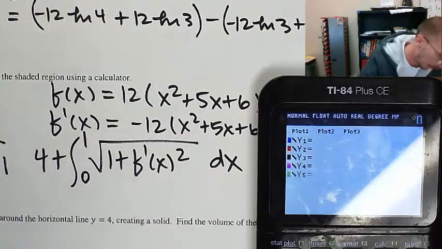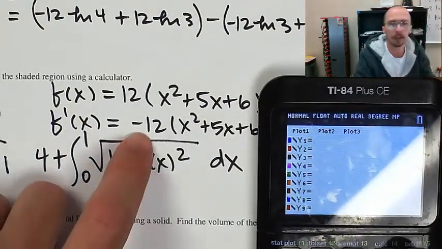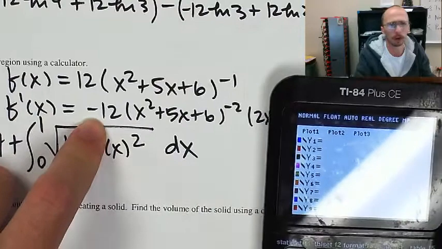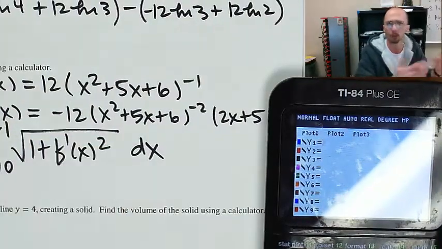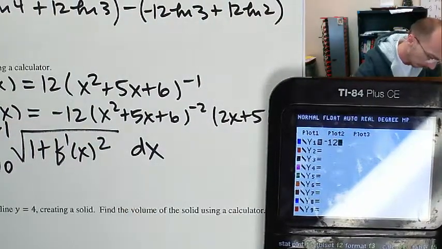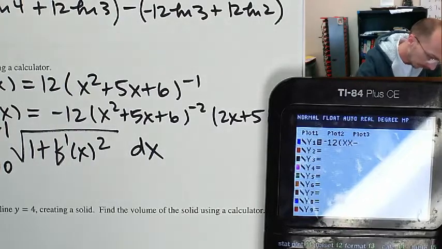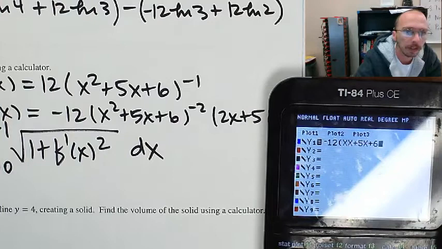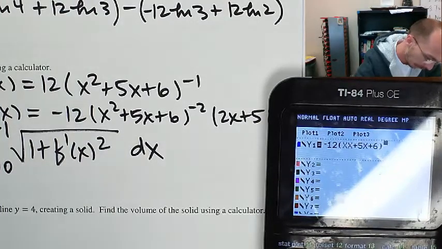And so me personally, I think I want to type in f prime of x into y1, so I can just do y1 squared, so I don't have to type all this in, and make sure I'm squaring the whole thing. I'm going to say it's negative 12 times x squared plus 5x plus 6 to the negative 2 power multiplied by 2x plus 5.